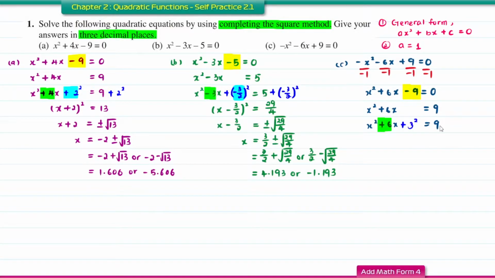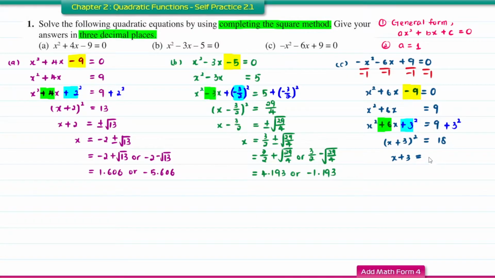So on your right hand side, you need to add in 3 square as well, so that these equations will be kept balanced. Next, factorize this part. Noted here, this is a plus 3. So just copy this part down here and square. So this is the answer. This will give you the answer of 18.